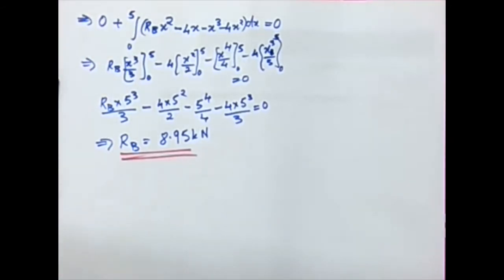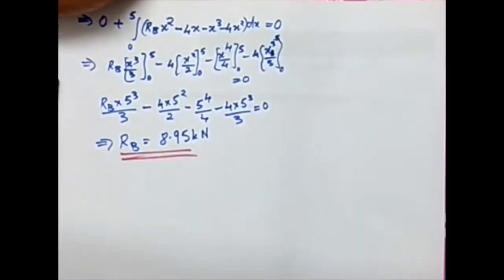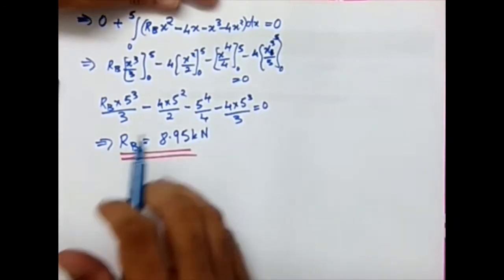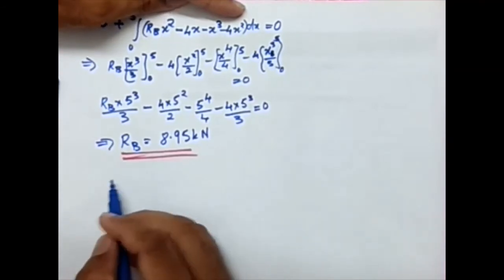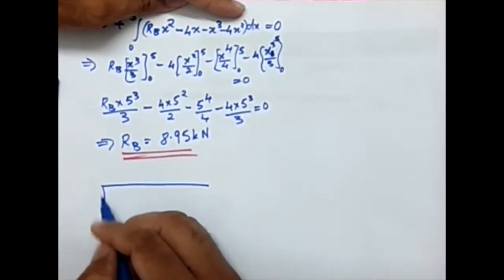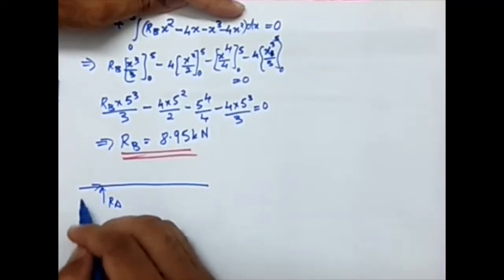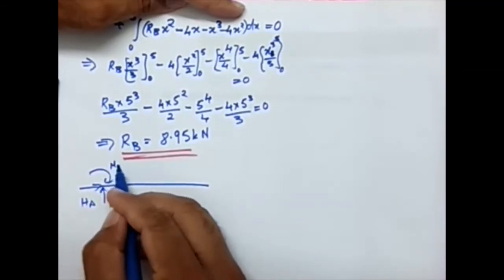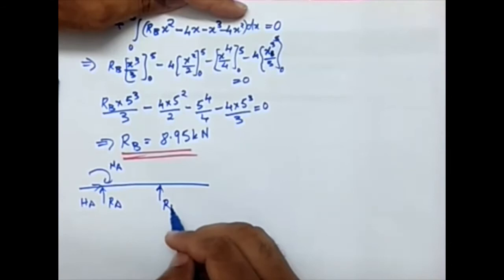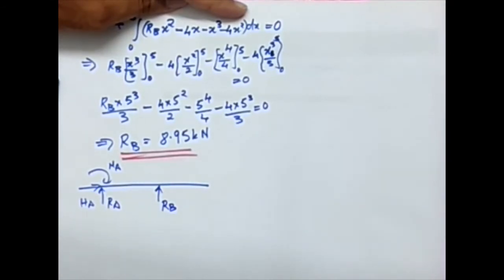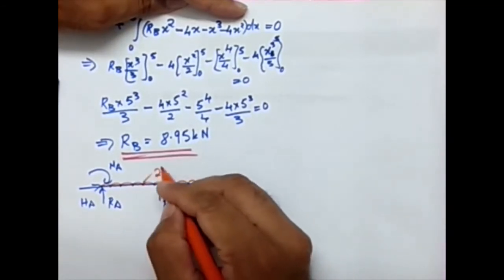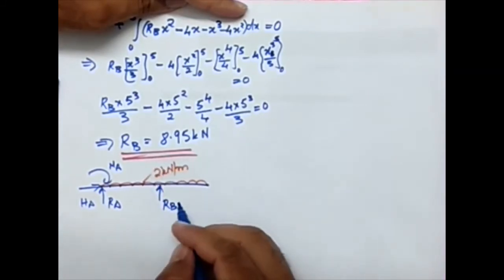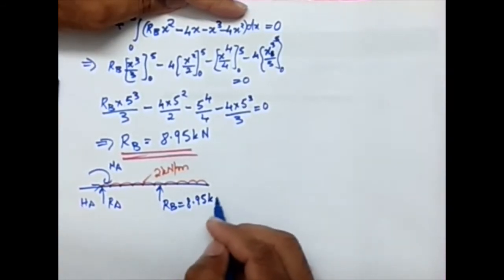Okay, so I have the value of RB as 8.95 kilonewton. Now we are going back to the beam with reactions, or beam with forces, we have earlier written. That is what we were having, something like this: RA, HA, MA, RB, and there was the load, 2 kilonewton per meter. Now you can see here we have the value of RB, which is 8.95 kilonewton.